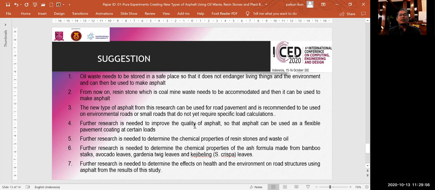Further research is needed to improve the quality of asphalt so that it can be used as flexible pavement coating at certain loads. Further research is needed to determine the chemical properties of resin stone and waste oil. Further research is needed to determine the chemical properties of the asphalt formula made from bamboo stick, avocado leaves, gardenia twig, and ascrispa leaves. And further research is needed to determine the effect on health and the environment of road structures using asphalt from the result of this study.